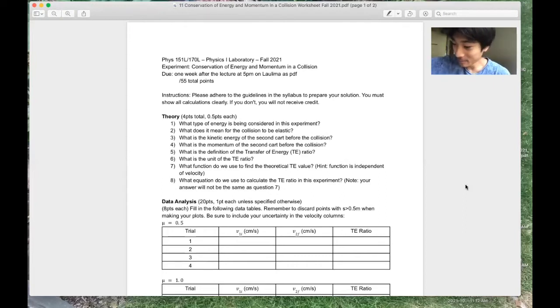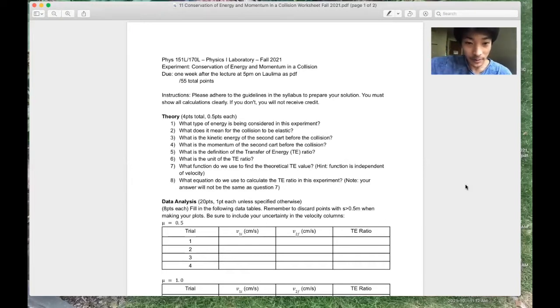Okay, so for number three, I think that this information is in the lab manual, so I suggest reading through chapter 11, the corresponding chapter to this lab, and you can actually get the equations for number 3, 4, 5, and 6. So you can figure out all of these from the lab manual.